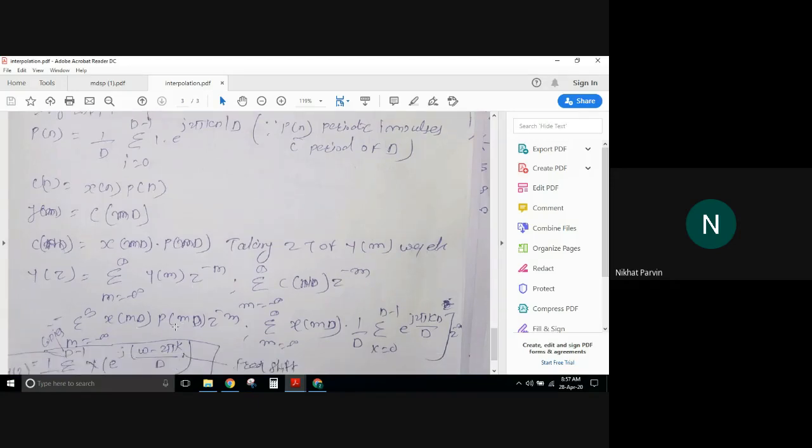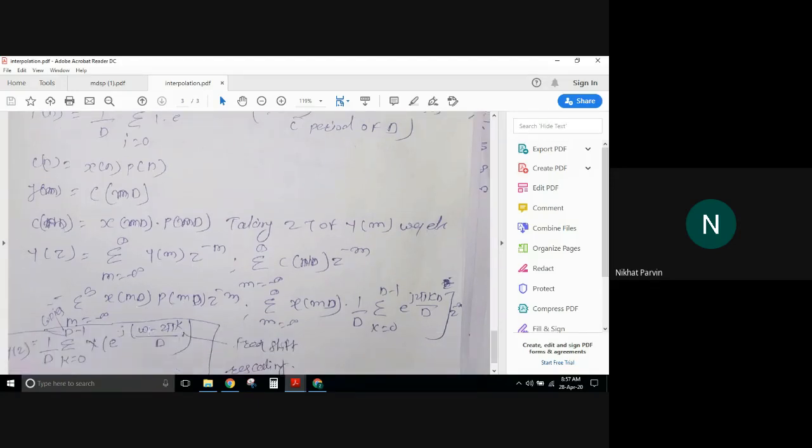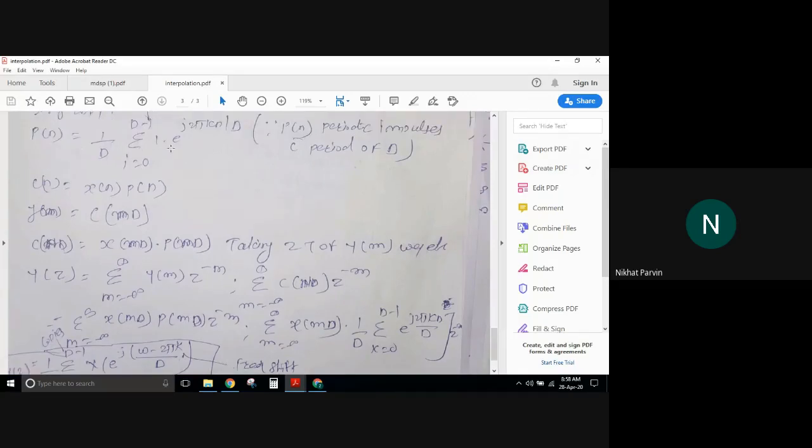Now when you substitute these values, x of md is as it is, and p of md is what you have written here. This is your x of md, and this is p of md, into z power minus m.